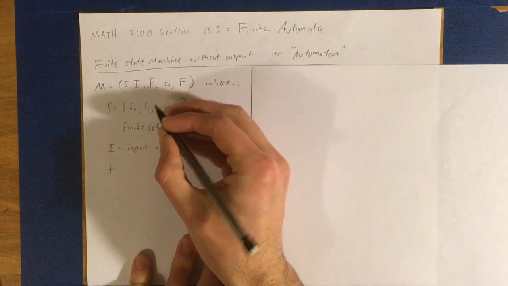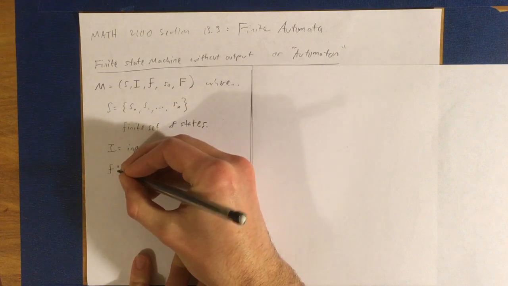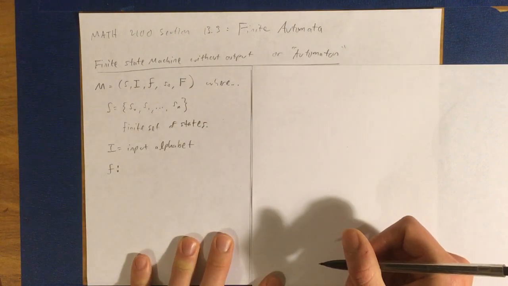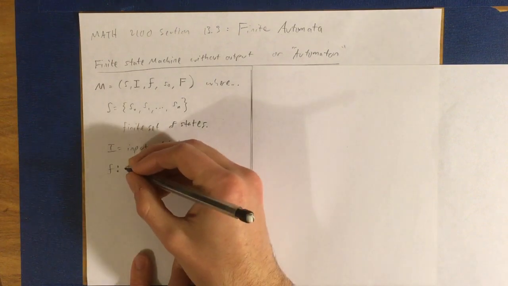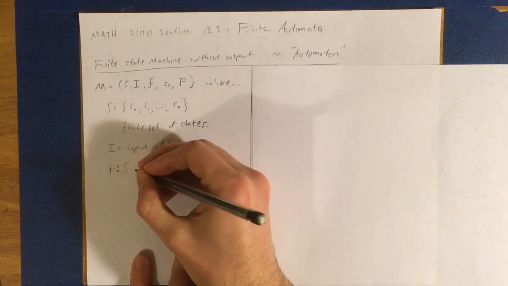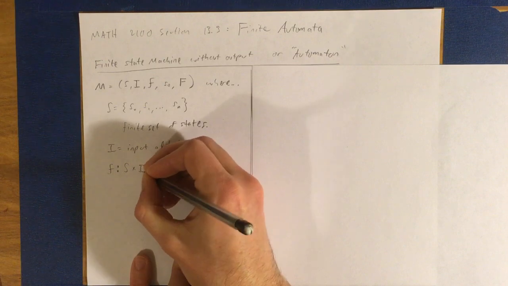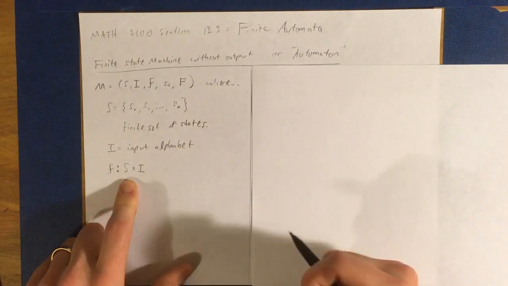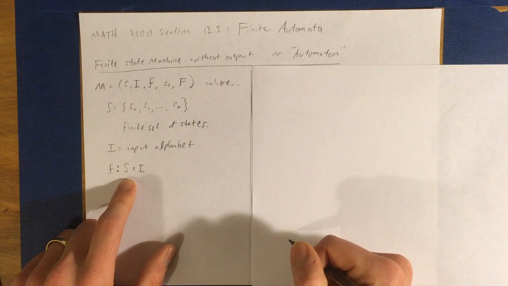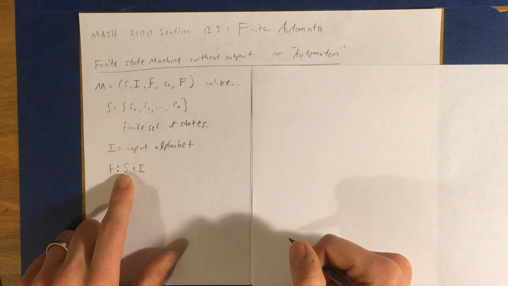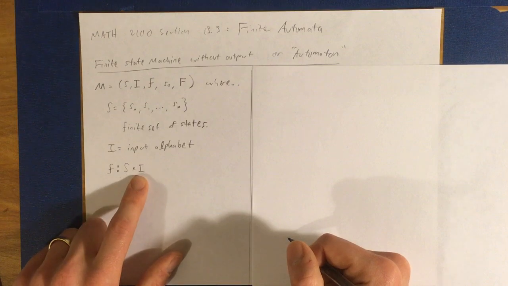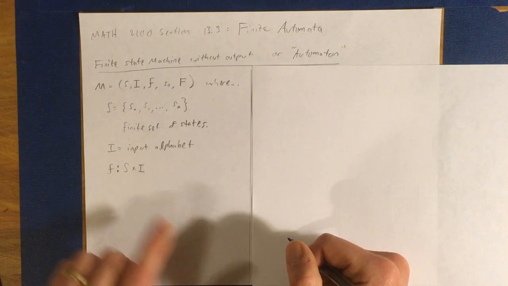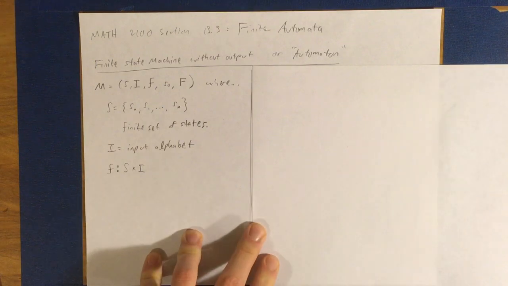Then we have f, this function f. Well, yes, it is a function. You might have guessed it by the fact that it's called f. But it is a function. It's called a transition function, and its domain is actually a Cartesian product. It kind of has two inputs. Its input would be like an ordered pair: a state, so an element of S, and an input character, which would be an element of I.